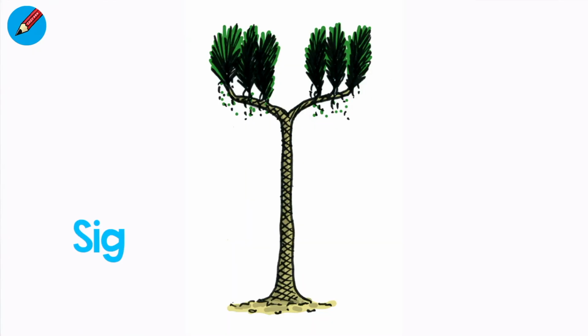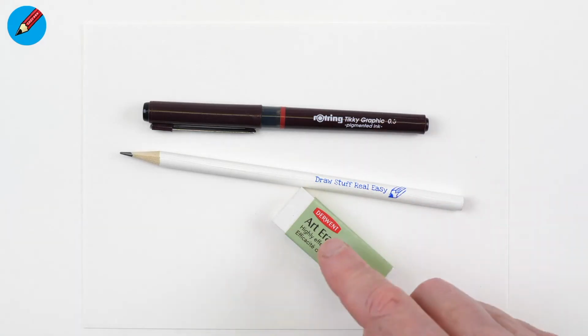This video shows you how to draw a prehistoric tree. You'll need a pen and a pencil and an eraser.